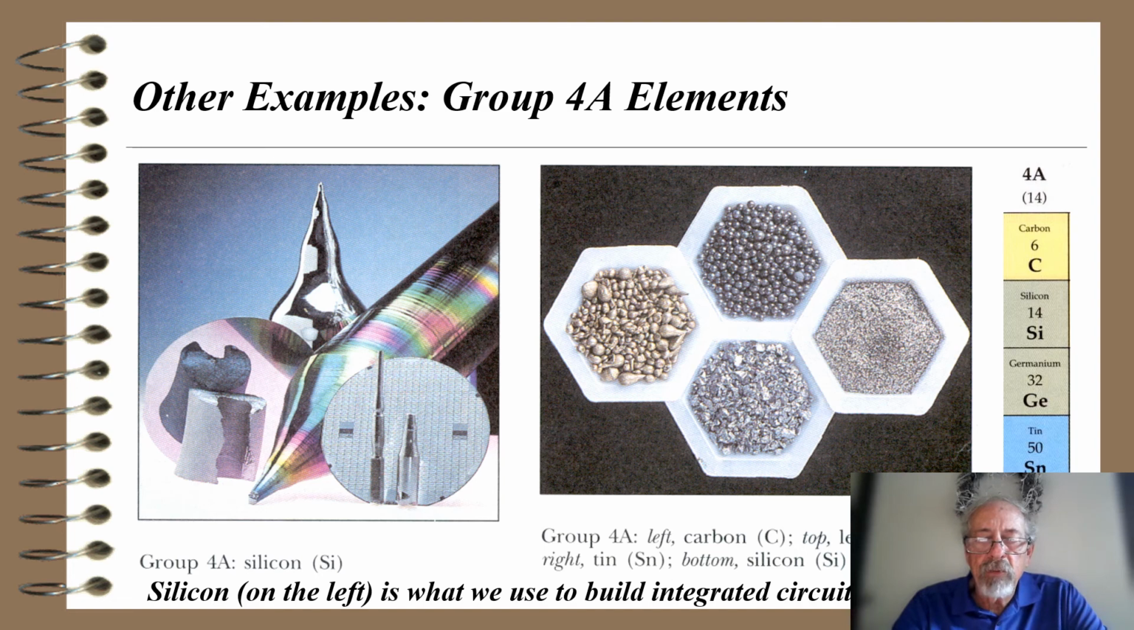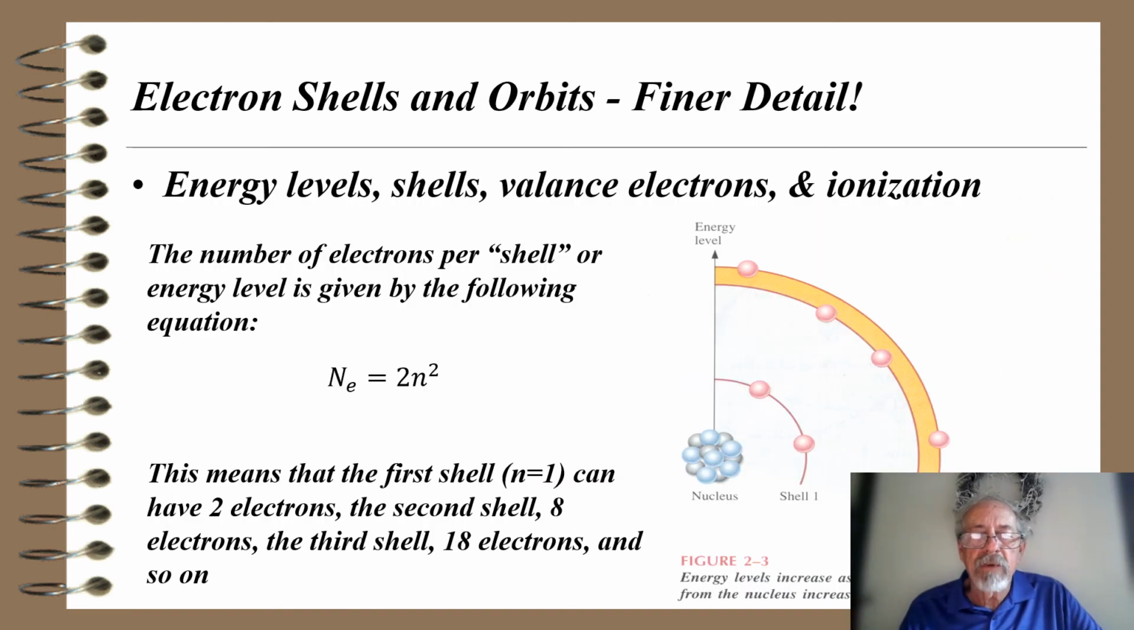To the right, we have group 4A. The far left is carbon. The top one is lead, shot. The one to the right is tin, and the one at the bottom is silicon. And again, they're all in column 4A, as shown on the right-hand side there, and they have similar physical properties. And of course, as I pointed out, the silicon on the left is what we use to build integrated circuits, i.e. electronics, basically. So why do these things have these various properties?